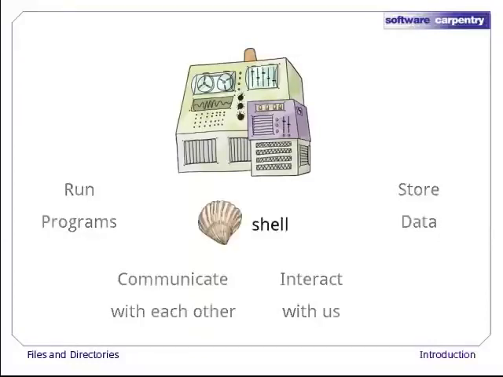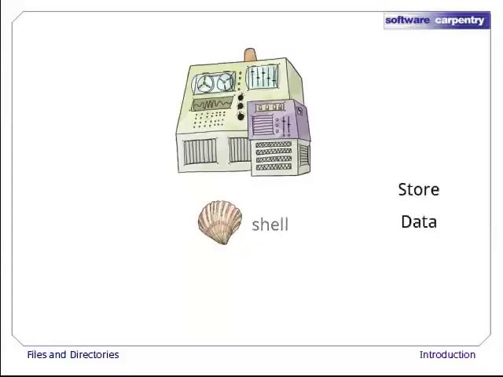One way the computer can interact with us is through a command shell. We type commands, the shell tells the computer to run programs on our behalf, and then the shell shows us the output from those programs. Some of the commands we will use most often are ones related to storing data on disk. The subsystem responsible for this is called the file system.